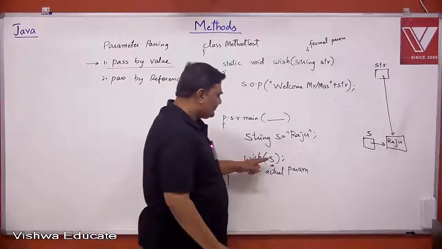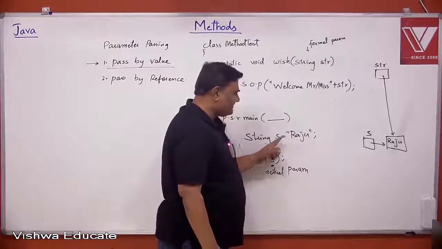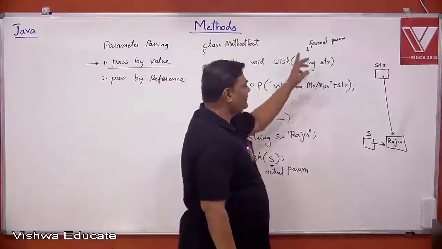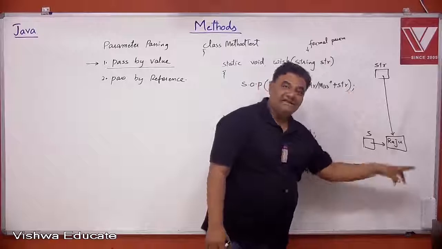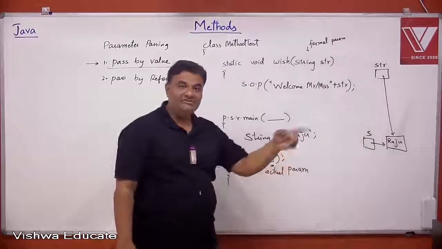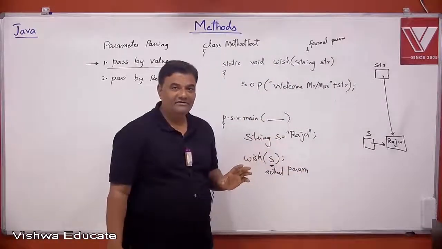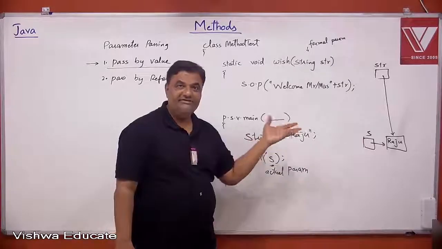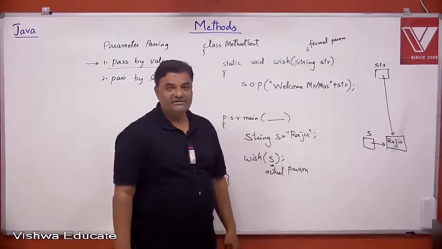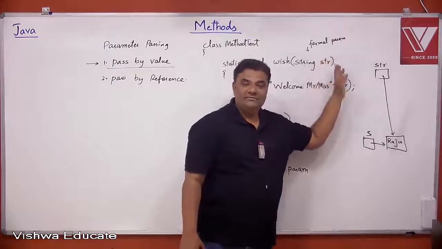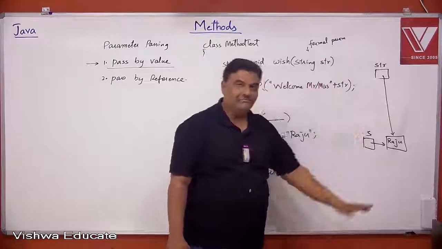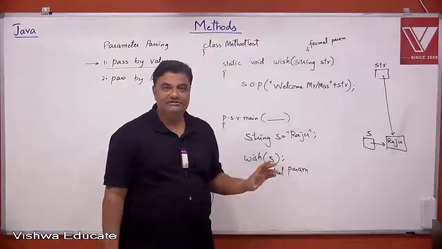So if the actual parameter is a reference to an object, then the formal parameter is also a reference, and it will refer to the same object where the actual parameter is pointing. If you want to elaborate using these terms, you can. Wherever the actual parameter is pointing, the formal parameter will also point to the same object. It will not create a new object. So you can add this sentence.